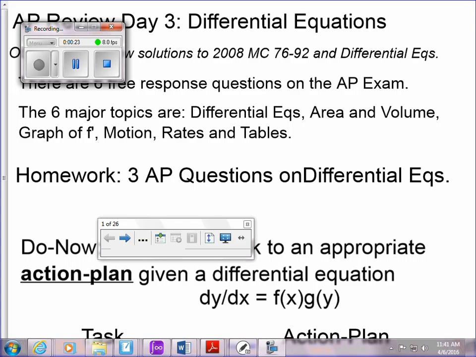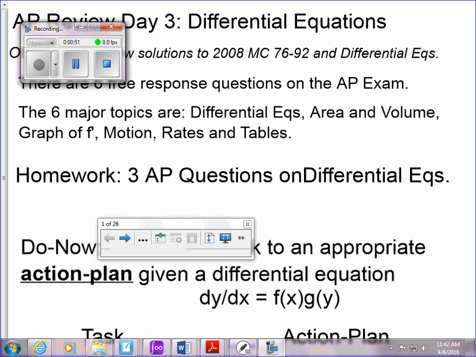But now, guys, in addition to these multiple choice questions, which will give you half the points for the entire test, 54 points, you get another 54 points from the free response questions. You're going to have 6 questions, so 9 points each. Sometimes they have a weird question in there, but there are 6 major topics that they like to test on the free response.